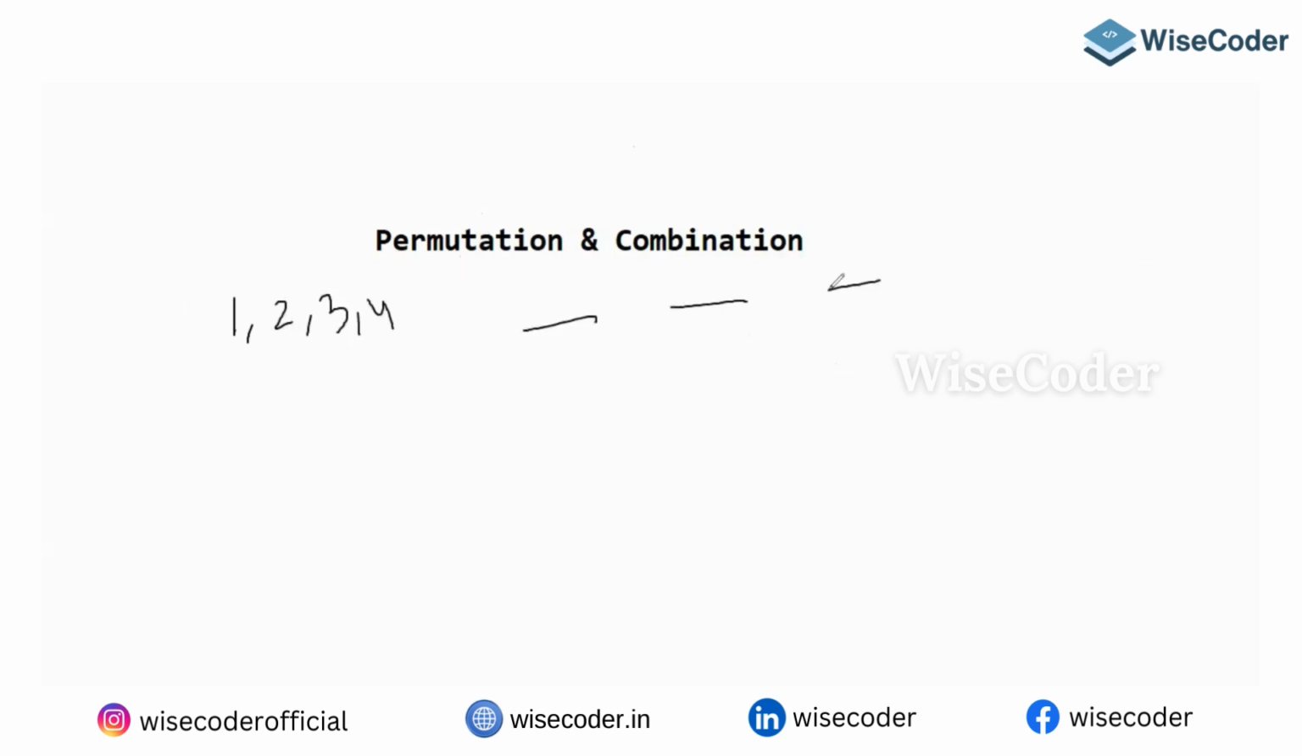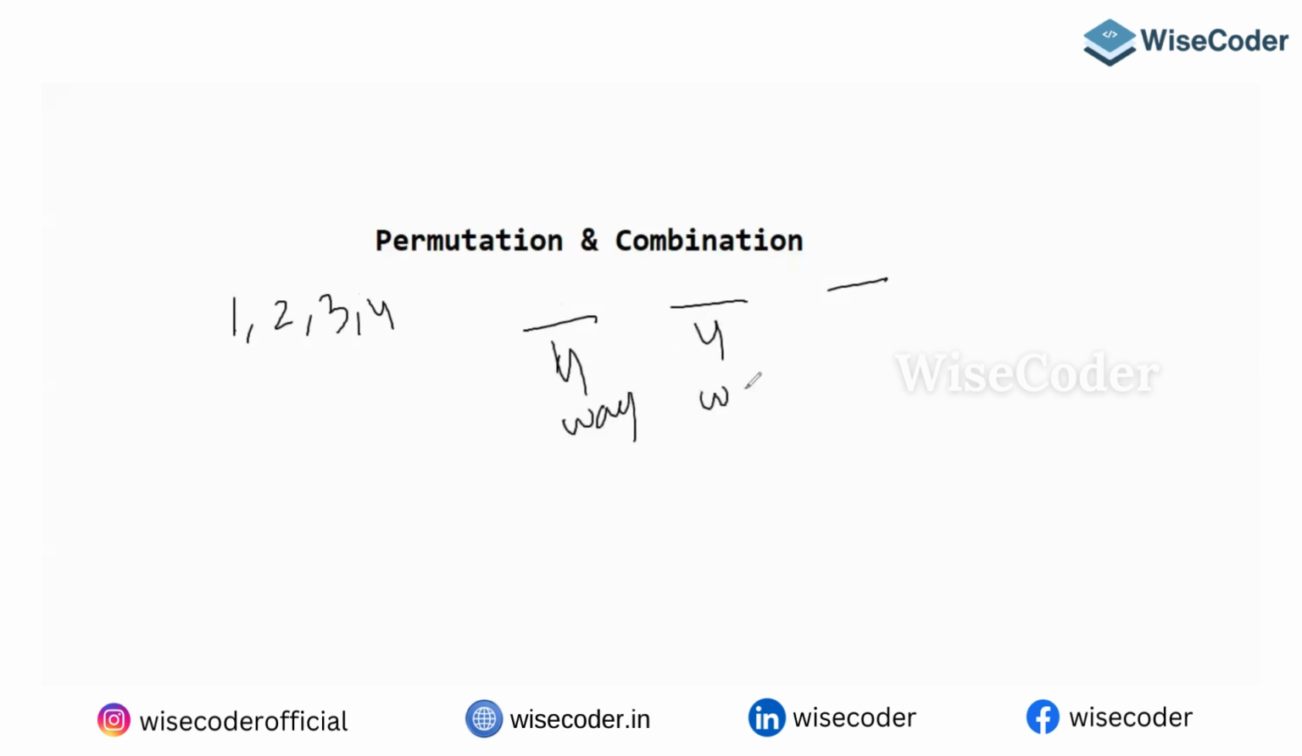A 3-digit number. Since a digit can be reused, each of the 3 positions can be filled in 4 ways. Yes, here I can put any of these 4 numbers, so I can write this is 4 ways.